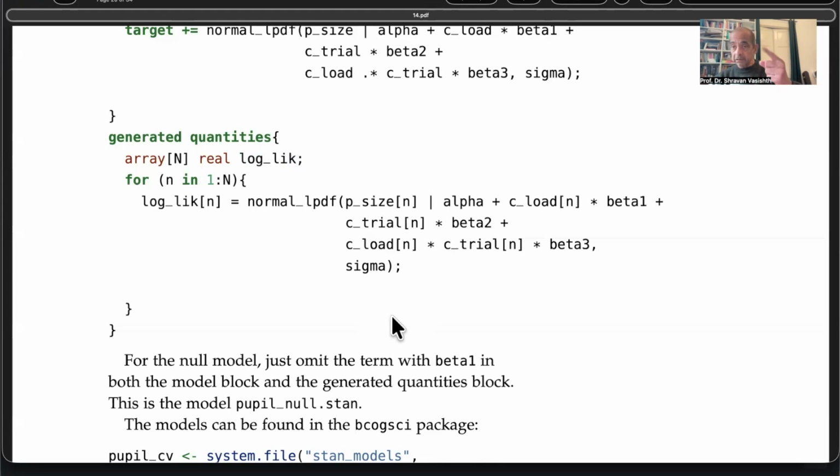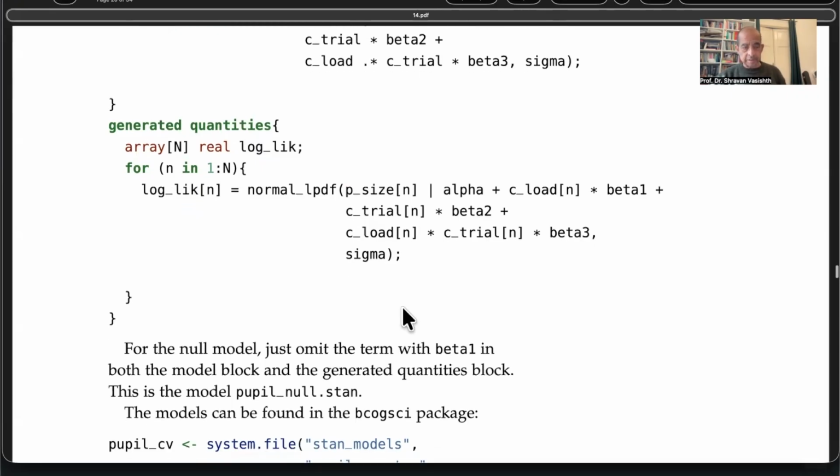And there the loo package function will look at the object or the vector log_lik, right? And it will recognize that that's the log likelihood of the data given the posteriors on the parameters, right? So we create this array, and then we run a loop that goes from 1 to capital N and stores the log likelihoods for all the pupil size data given the posteriors on these parameters. Okay.